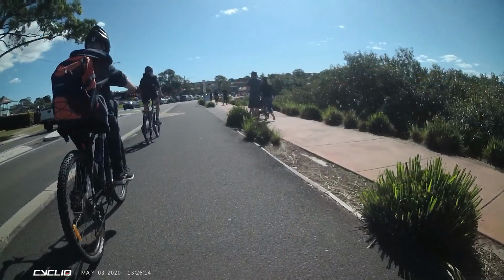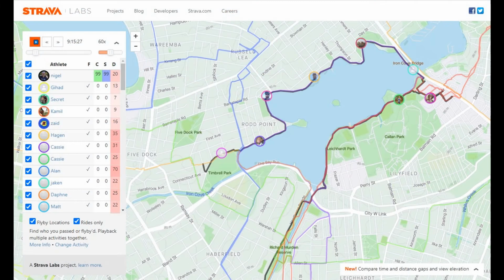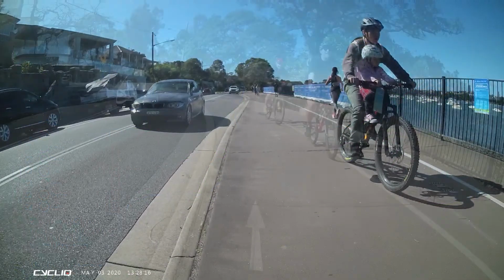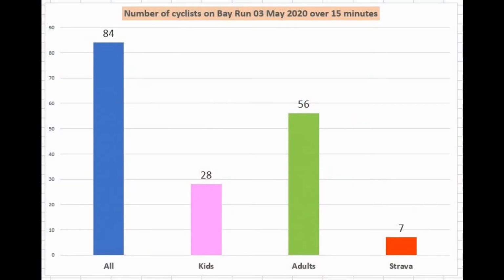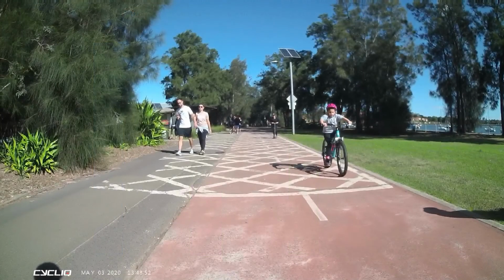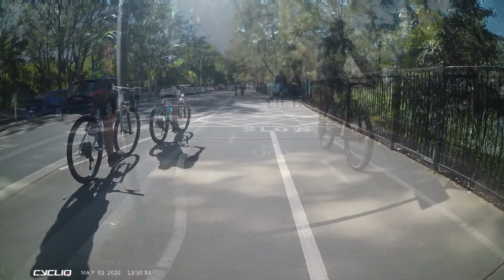When I turned on Flyby, I found I had gone past 7 other Strava cyclists, and I filtered it to rides only. I then went back to the video and counted how many cyclists I went past on the Bay Run. It turned out I went past 84 cyclists in total, 28 kids and 56 adults. I separated out the kids and just focused on the adults. From this sample, only 12.5% of adult cyclists were using Strava.